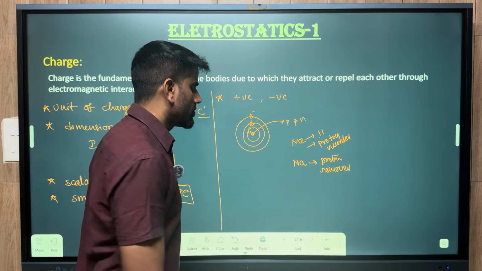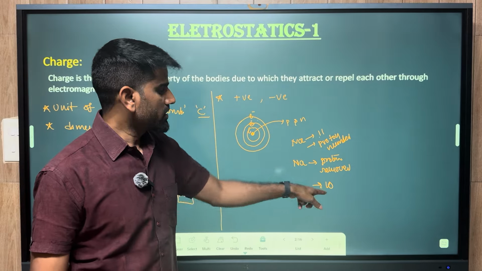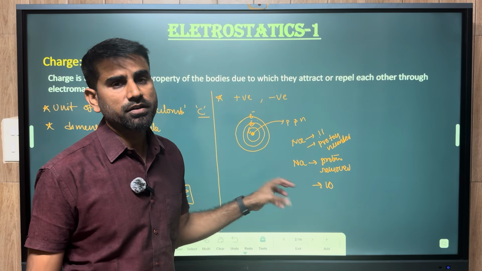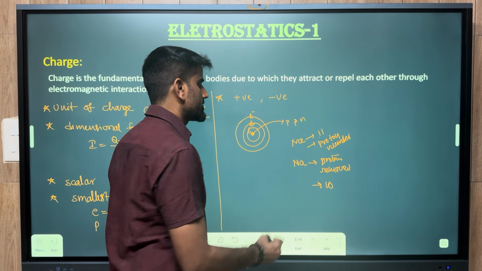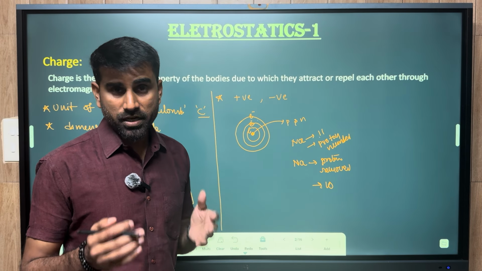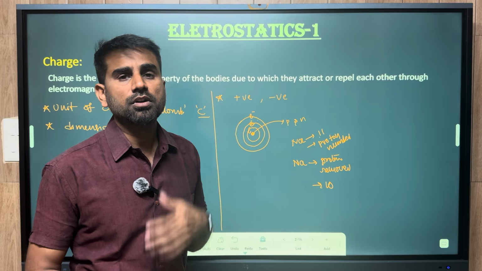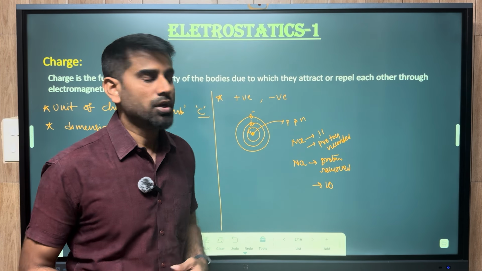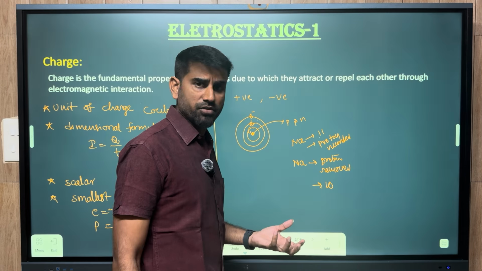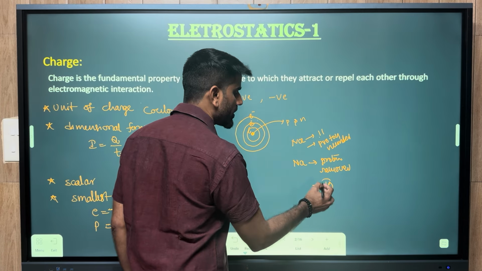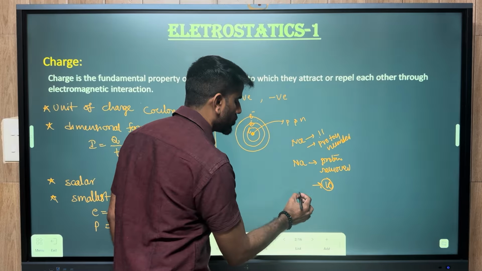If one proton is removed, how many protons are there? There are only 10 protons. If there are 10 protons, then the atomic number of the given substance changes. If the atomic number changes, then the atom or the system that is given to us will be configured into some other element or atom. So if I take one proton from the nucleus, then only 10 protons remain. That means this sodium turns into neon.